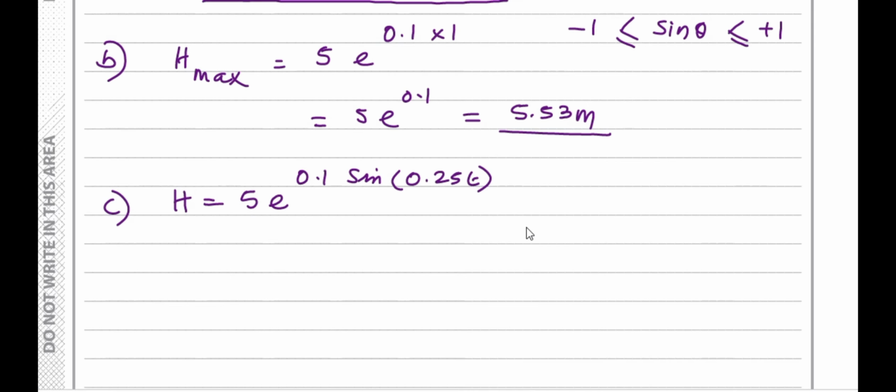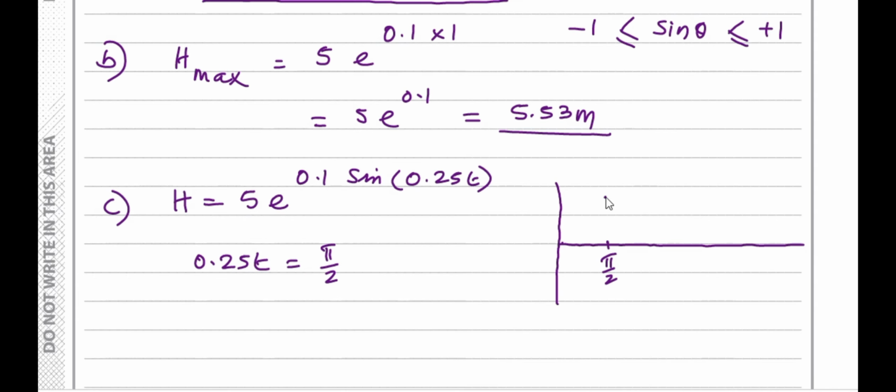So this sine is oscillating. Therefore, if I draw this sine curve, the question is asking for the second time when he reaches the maximum height. So the first time he will be reaching the maximum height when 0.25 t is equal to, see, sine of the angle should be equal to 1. Therefore, 0.25 t should be equal to pi over 2 for the first time, because it will be at 1 here.